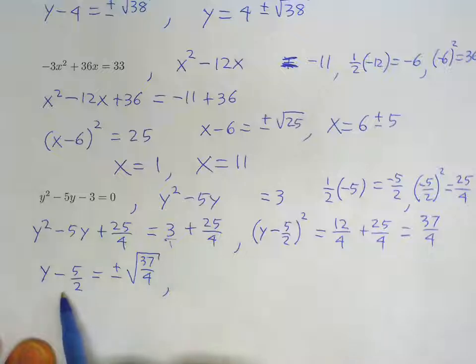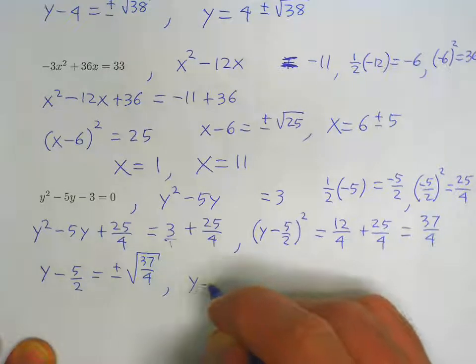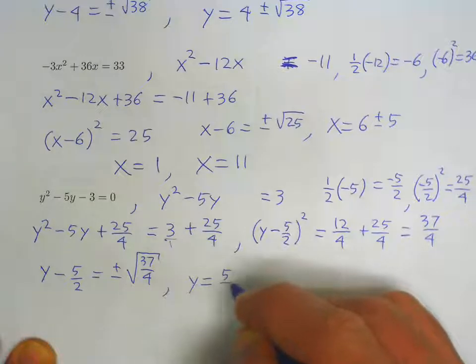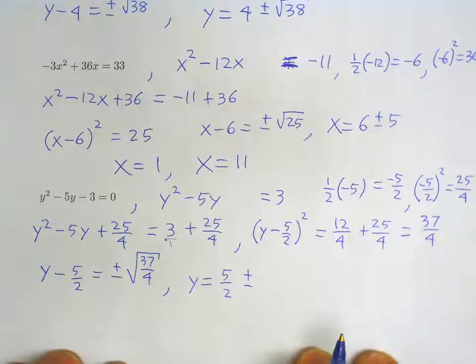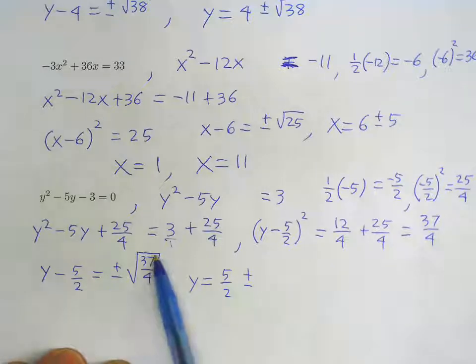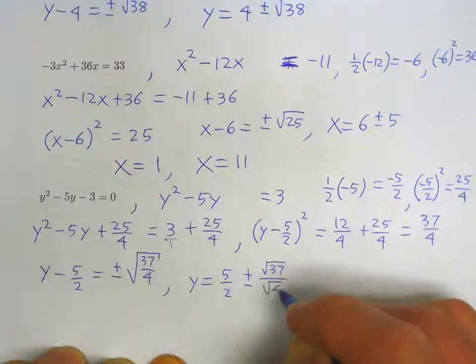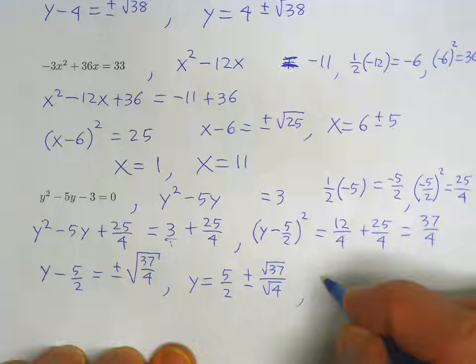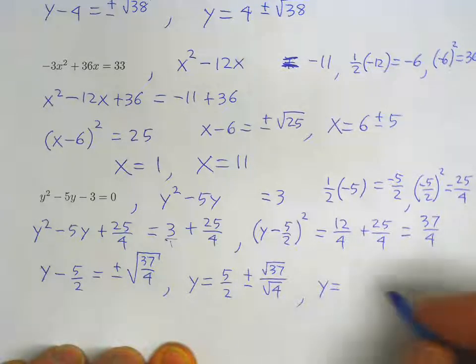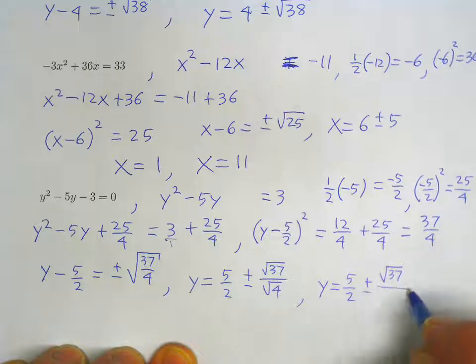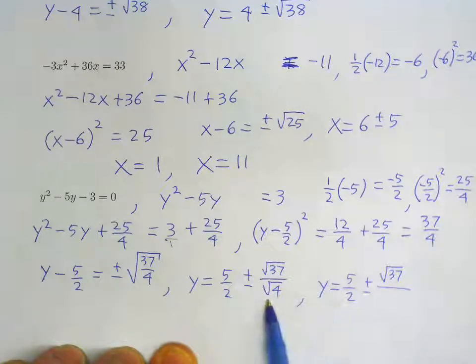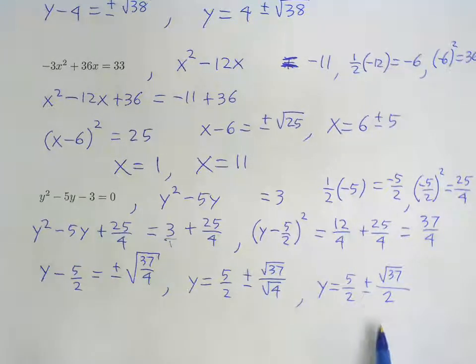So in the next step, I'll add 5/2 to both sides. So we get y equals 5/2 plus and minus. And then think of the square root of 37/4 as the square root of 37 over the square root of 4. And then finally, in the next step, we can write the final answer, y equals 5/2 plus and minus the square root of 37, which cannot be simplified any further, but in the denominator, the square root of 4 simplifies to 2. Okay, so those are the two solutions.